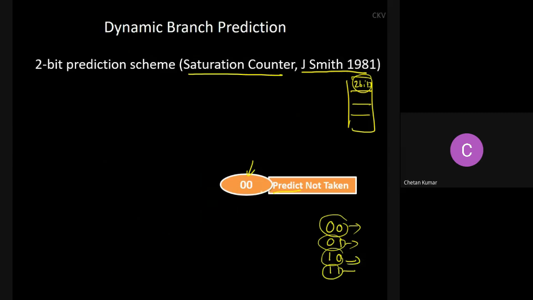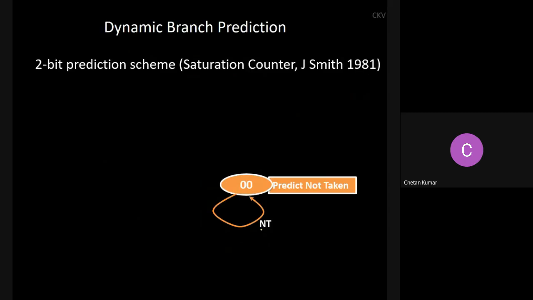Now we'll start with the state diagram. Initially, I'll say I'm predicting not taken. Now what if my outcome is also not taken? This was my prediction and the outcome was also not taken. What will happen? You stay in that state only. Whatever I am specifying on the edges are basically outcomes. Just remember that, outcomes are represented on edges in the state diagram. So you stay in that state. Now, if the prediction was wrong, what will I change my state to?